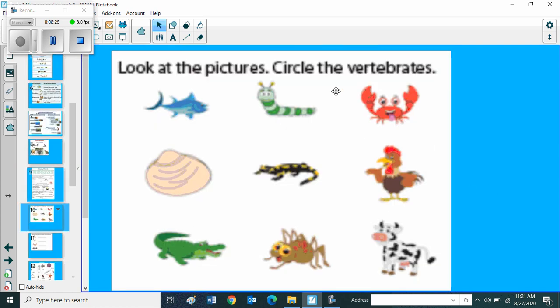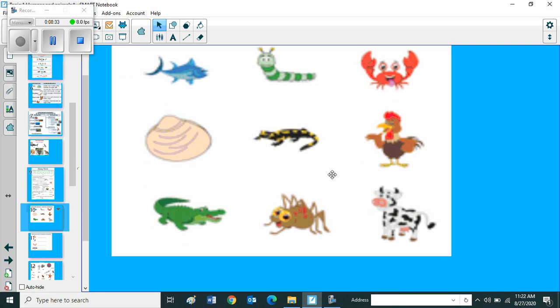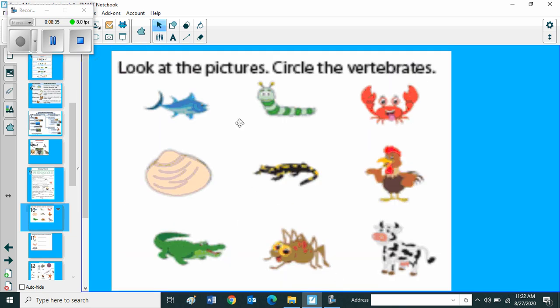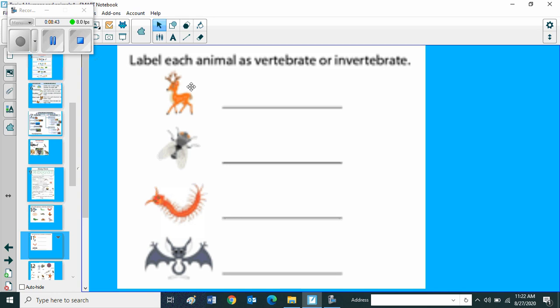Next one, look at the pictures. Circle the vertebrates. Here you can see 9 pictures. From these pictures, circle the vertebrates. Next one, label each animal as vertebrate or invertebrate. Please look at these pictures and find out if it is a vertebrate or an invertebrate. Just type the answer here.